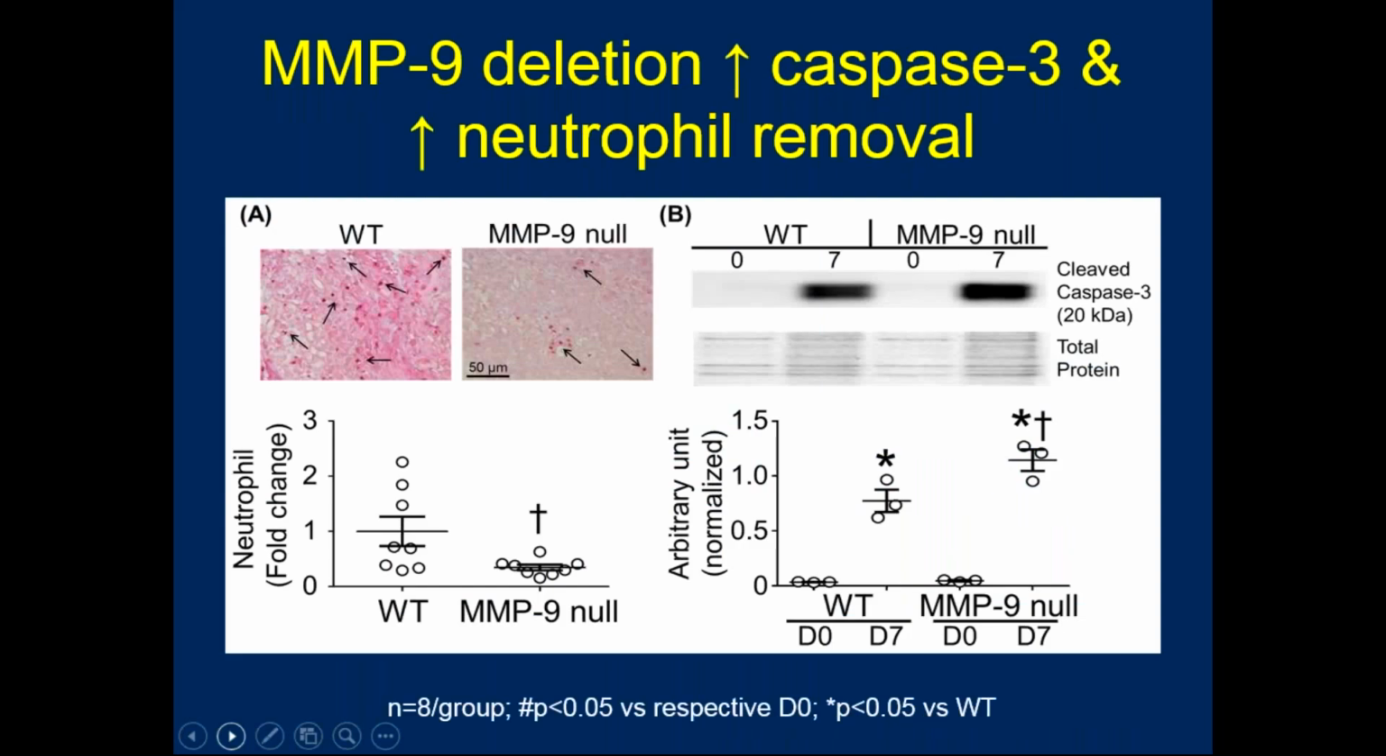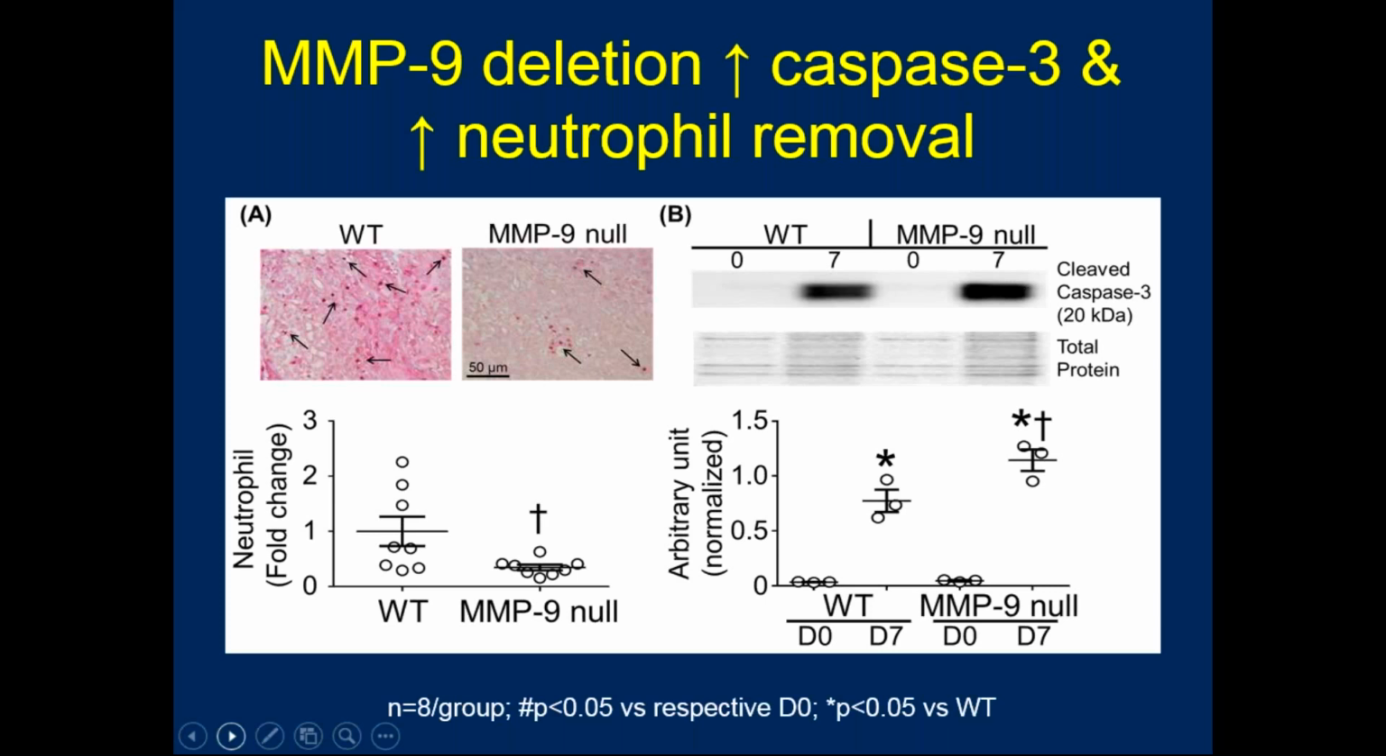So because we had this increase in CD36 in the nulls, we wanted to see if there was also a difference in apoptosis, seeing as CD36 is known to regulate apoptosis. So we performed immunoblotting for cleaved caspase 3 in the infarct tissue in our wild-type and MMP9 null mice, and found that cleaved caspase 3 was increased in both groups. However, it was elevated in our MMP9 null mice.